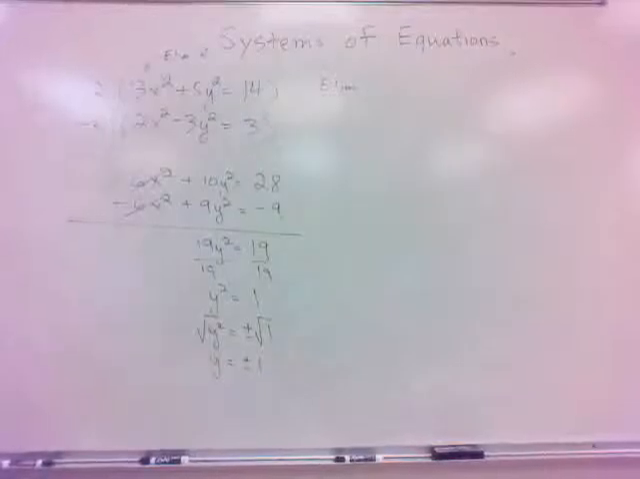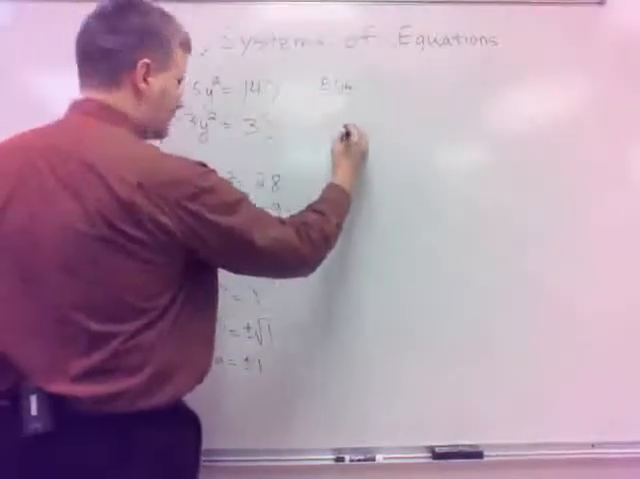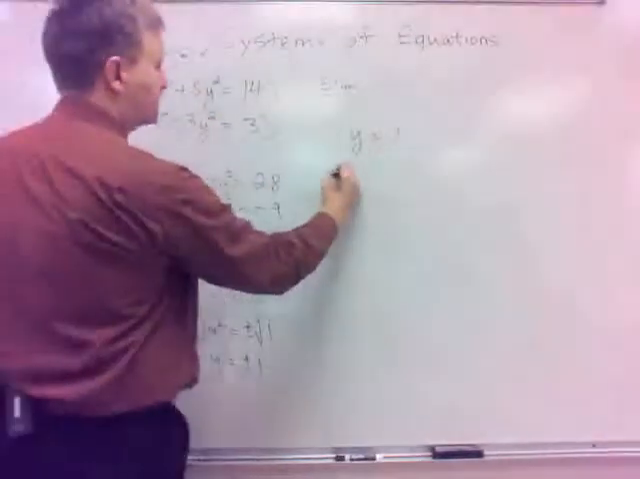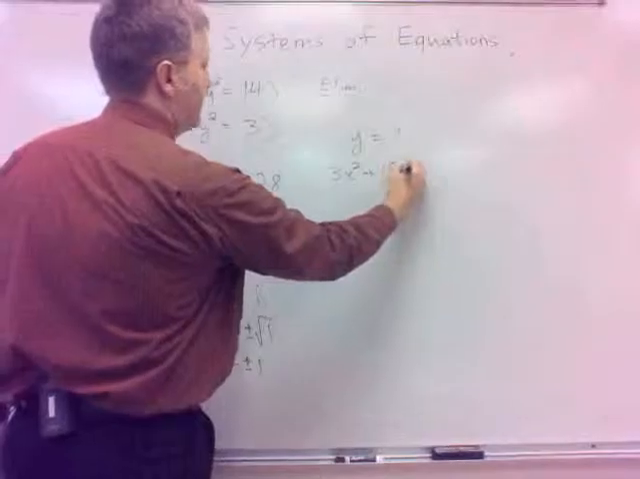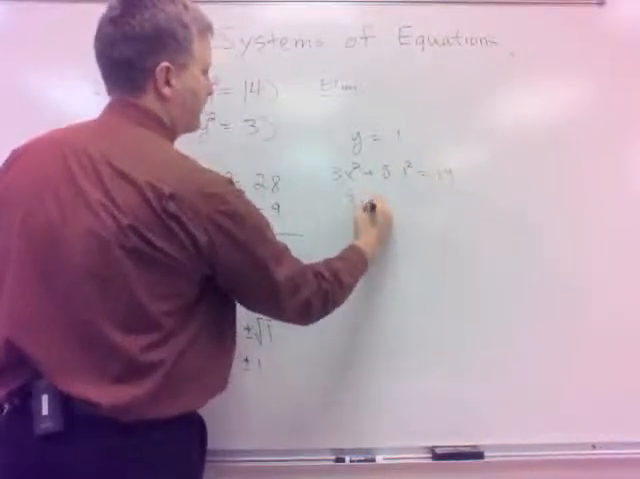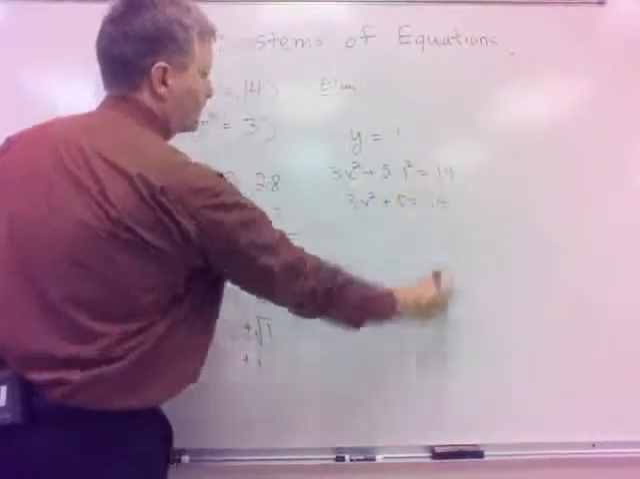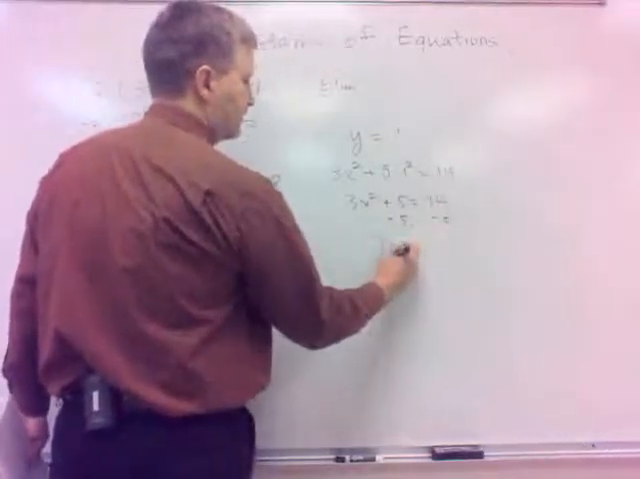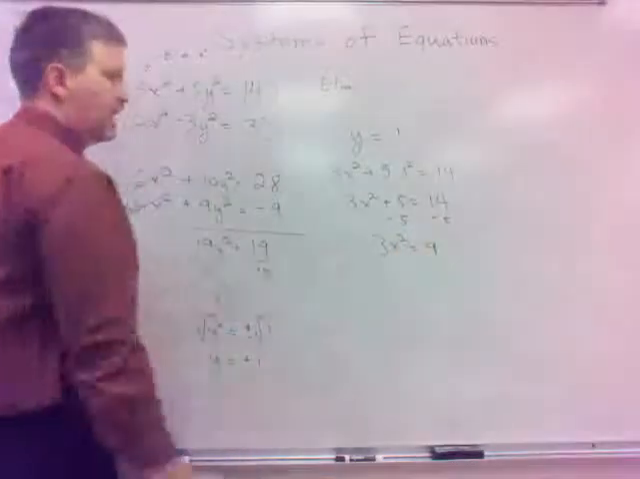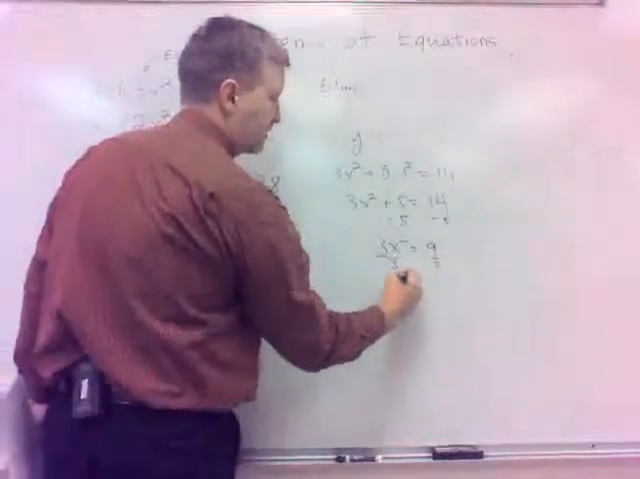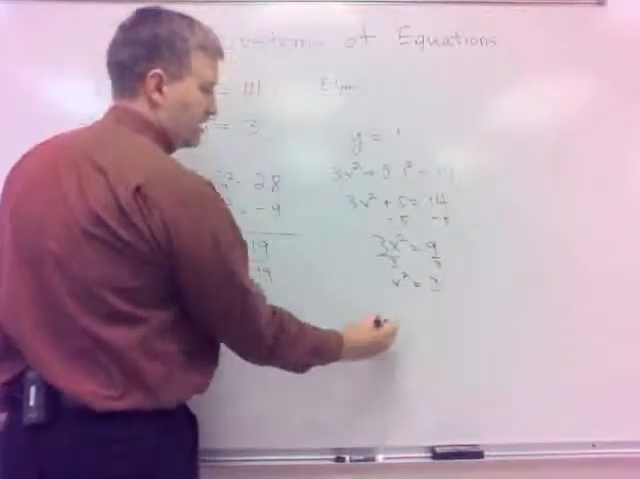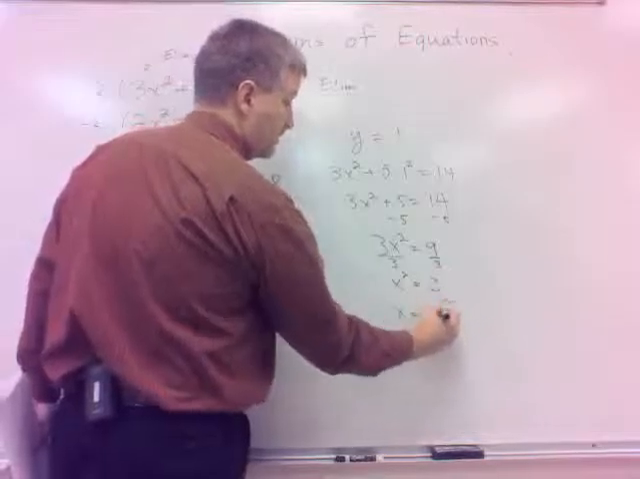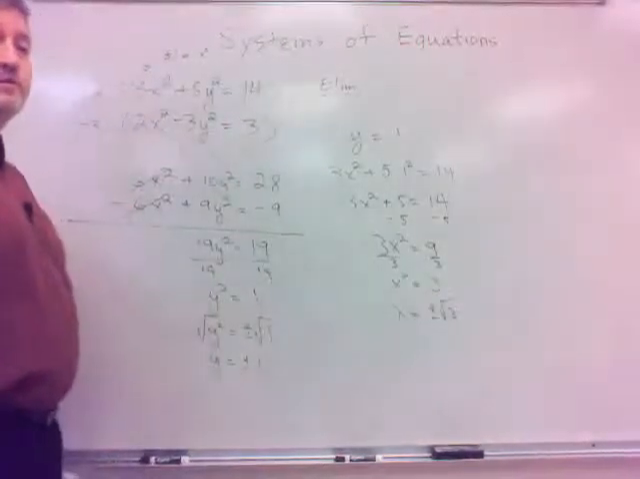Again, I need an x to go with each one of those. So if y is positive 1, then what about the x? Well, I'd have 3x squared plus 5 times 1 squared equals 14. And that's 3x squared plus 5 equals 14, right? Subtract 5. Get 3x squared equals 9. Again, square root method, so divide by 3 there. X squared would be 3. And so x would be, square root both sides, plus or minus square root of 3.